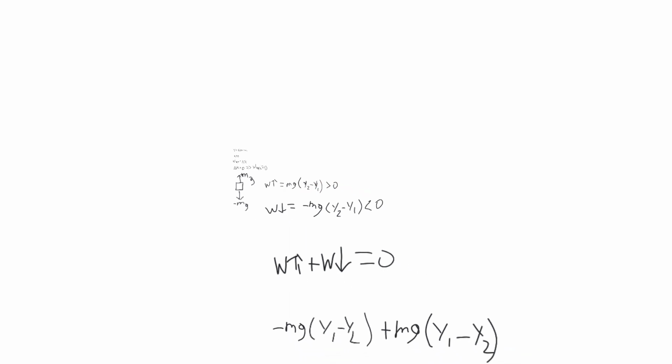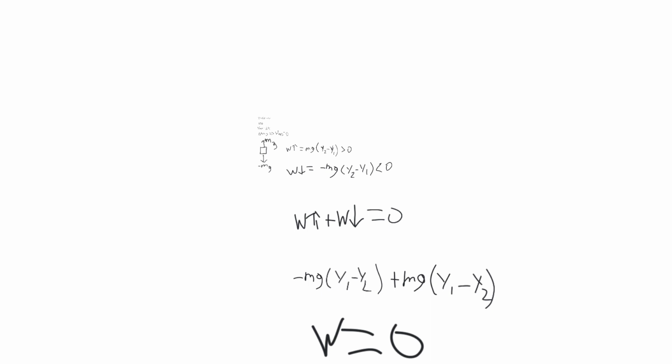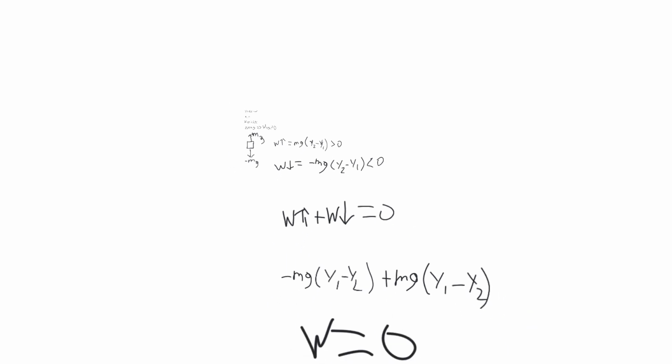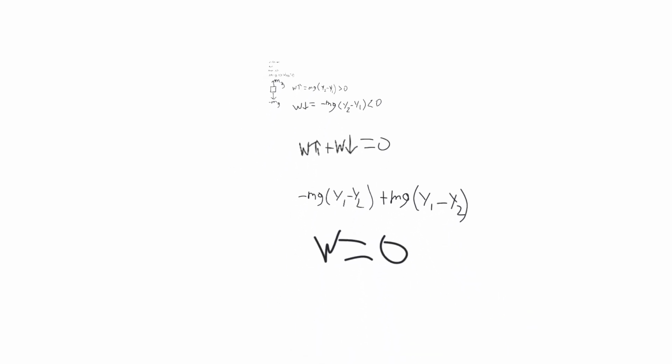Now for the weight, the work going downwards, this has to be a negative mg because it's less than 0, right? So this whole thing is going to be negative, right? Because we know this part's positive, right? So they should be of the same magnitude, but they're just opposite of each other. They're in opposite directions. So we see here that the work going up plus the work going down is going to be equal to 0.